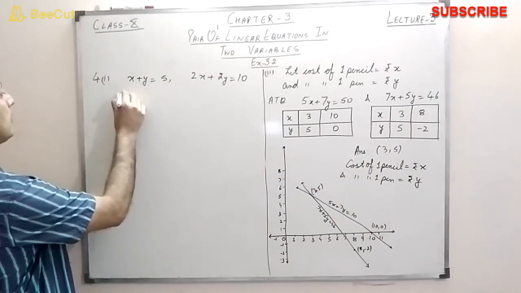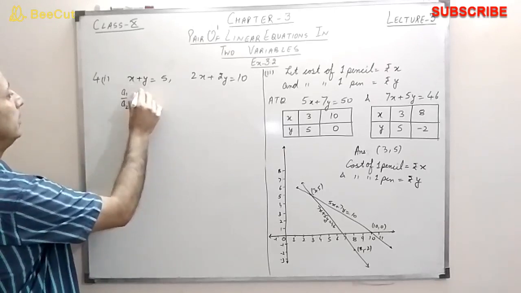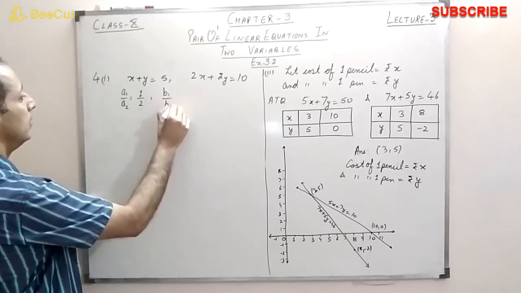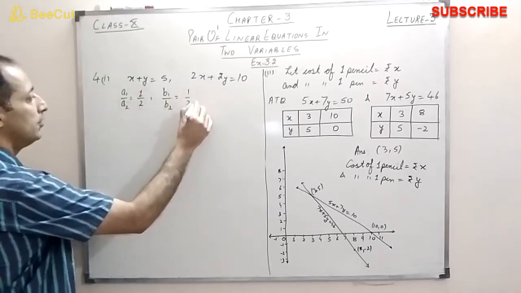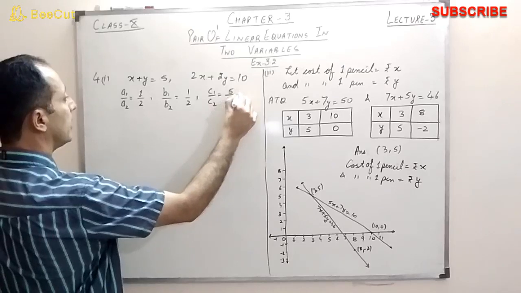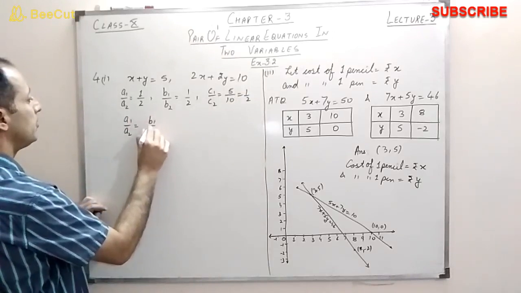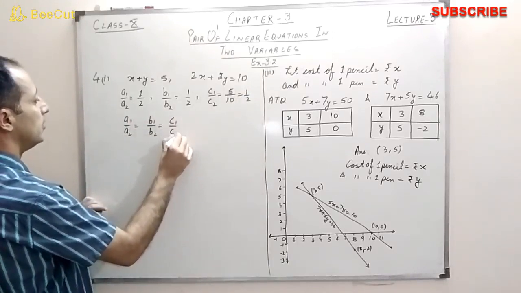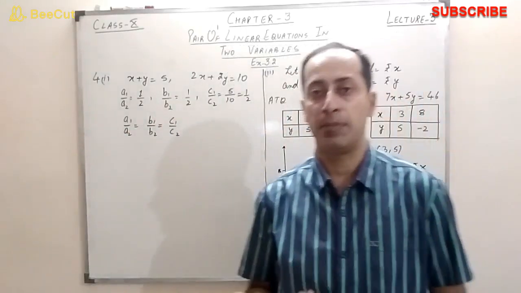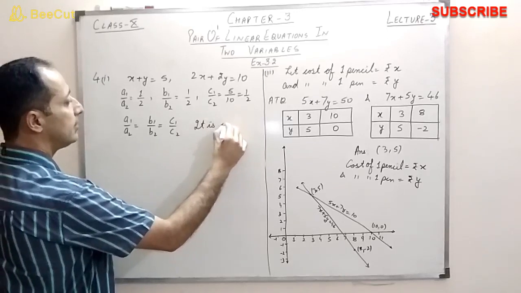So here a1 upon a2. a1 is the coefficient of x, which is 1 here, and here it is 2. Then we take b1 by b2. This is 1 by 2. Then we take c1 by c2. This is 5 by 10, and this again becomes 1 by 2. So what we have is a1 by a2 equals b1 by b2 equals c1 by c2. Since all the ratios are equal, we say it is a consistent solution and forms infinitely many solutions basically, right? So we say it is a consistent solution.